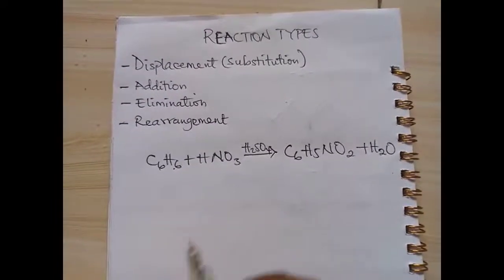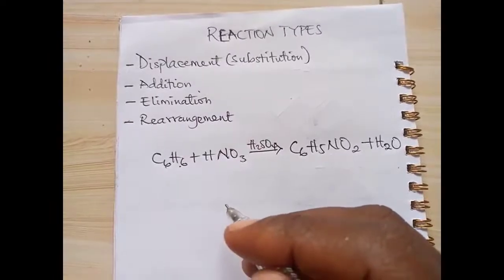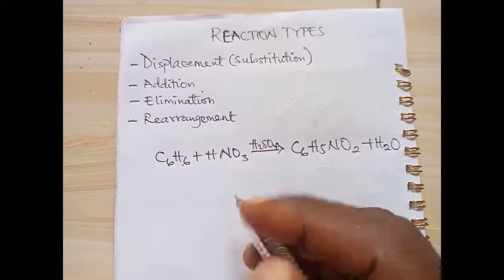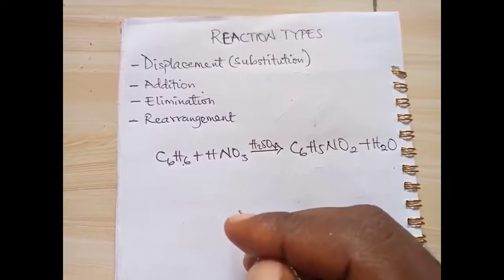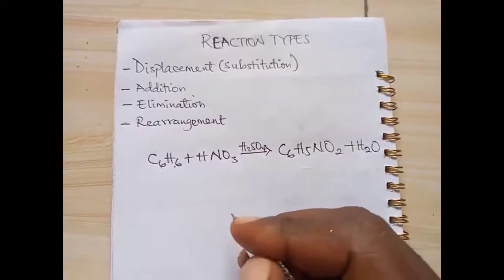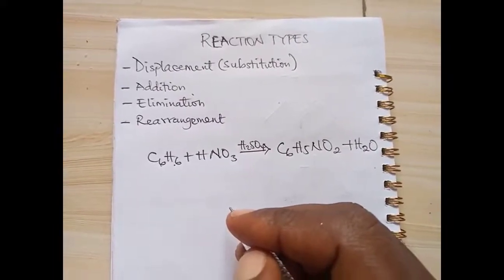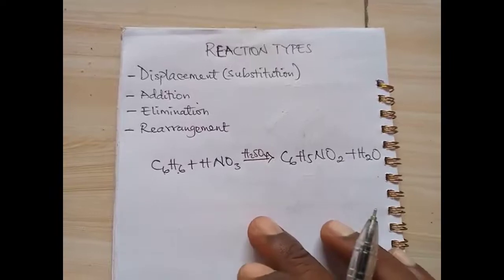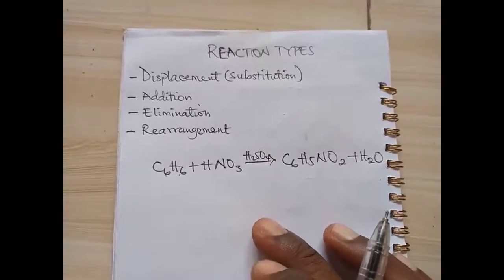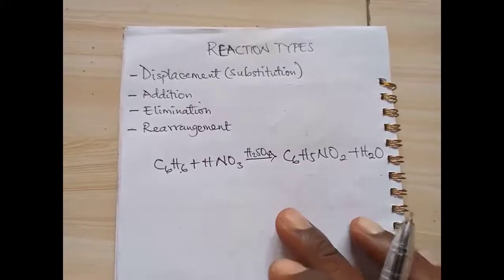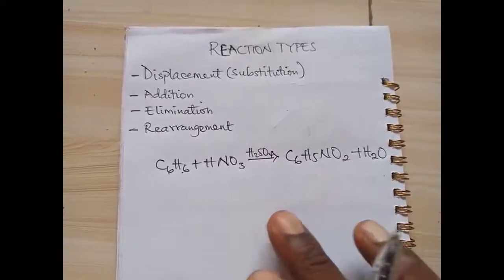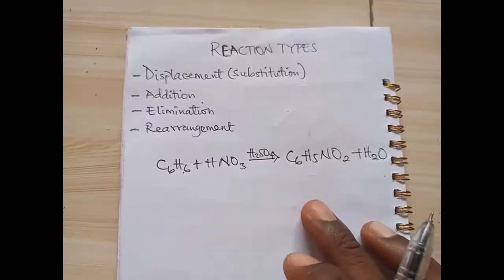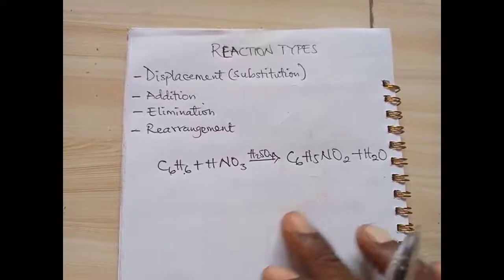So when we're talking about electrophilic substitution, we're talking about electrophiles, that's electrophilic reagents. They are those reagents that tend to attack a substrate at a position that is highly rich in electron. So they are from the word electrophile. Electro stands for electron, phile stands for lover. So electron lover. So because electron is negative, for you to love negative, it means you are positive.